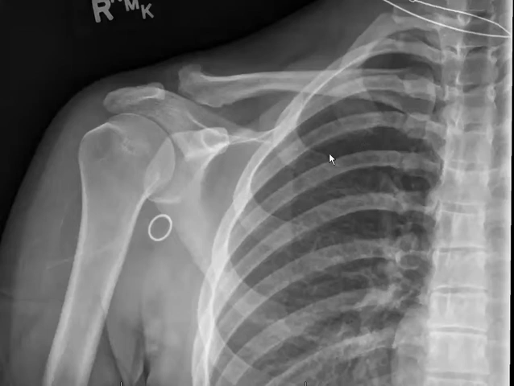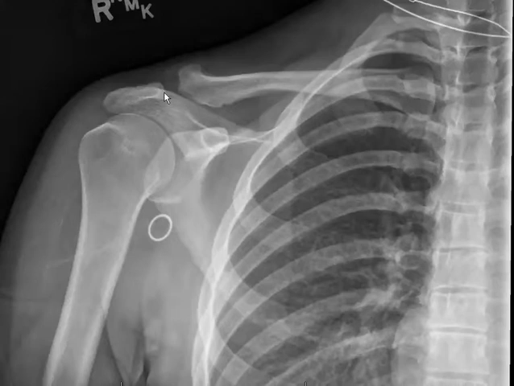This is an AP internal rotation radiograph of the right shoulder in a 21-year-old female presenting with shoulder pain. Looking at this radiograph alone, we don't see any definite evidence of acute fracture or dislocation at the glenohumeral joint. However, upon close inspection of the acromioclavicular joint, we notice that the AC interval is widened.